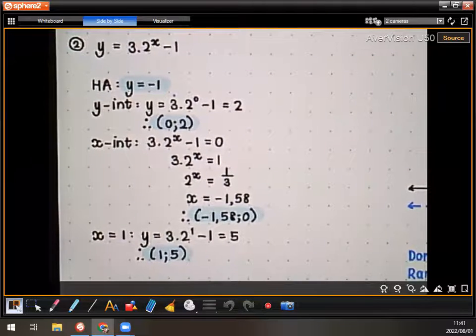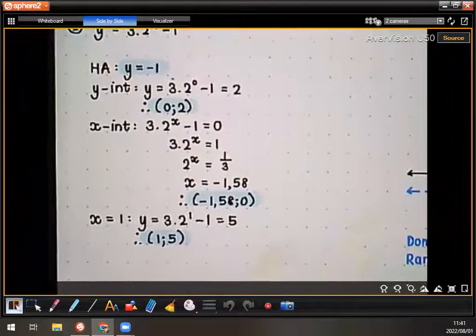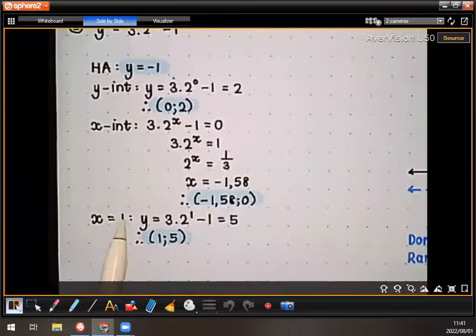So I just told you that the x here was negative 1.58, which is a negative value. So for the exponential graph, you need a negative and a positive. Because you got a negative x-intercept, you have to choose a positive x value. So I just went with positive 1. Again, it's the simplest one, the easiest one. And then you got that 1 and 5.